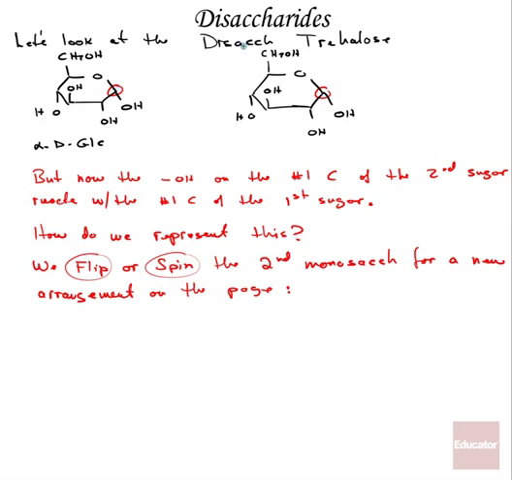Okay, so let's draw this one again. Let's do it in blue. So we've got this, this, this, that, that, that, and this is alpha. So this is going to be here. Okay, so we've got CH2OH. Now, what I'm going to do is I'm going to flip this.